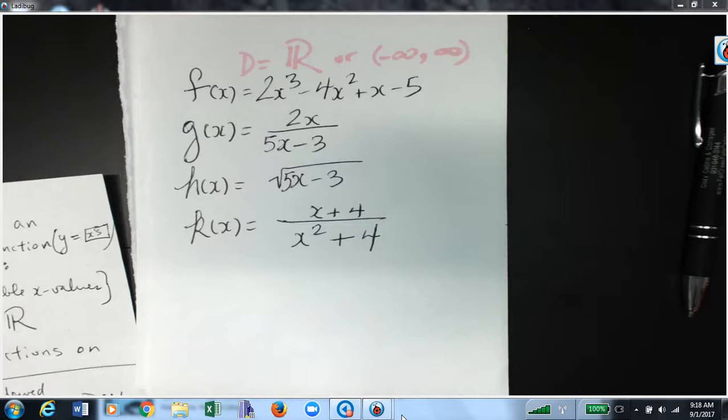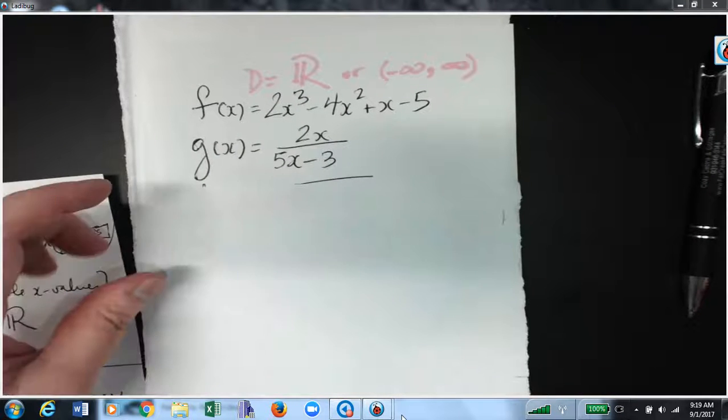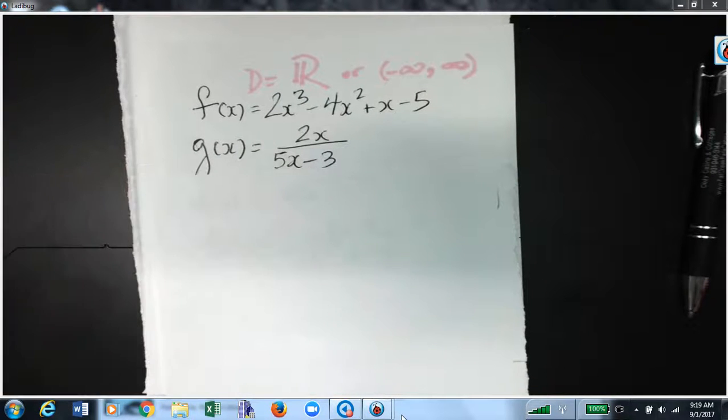All right. What about g of x? Are we going to have a restriction on what x is allowed to be?